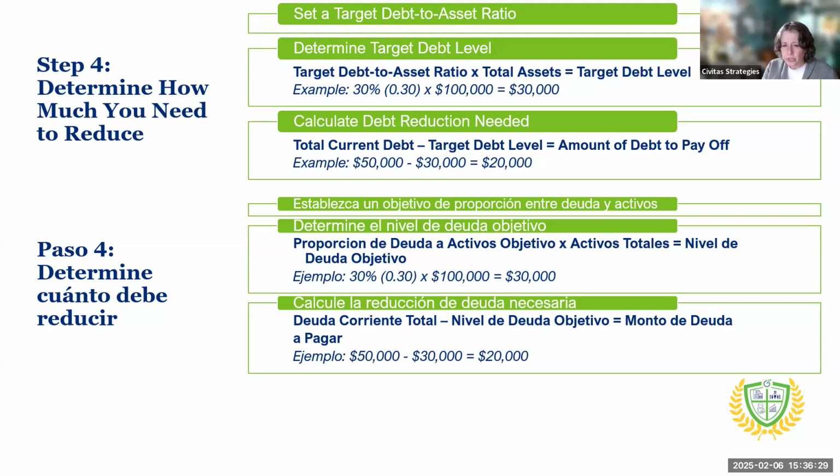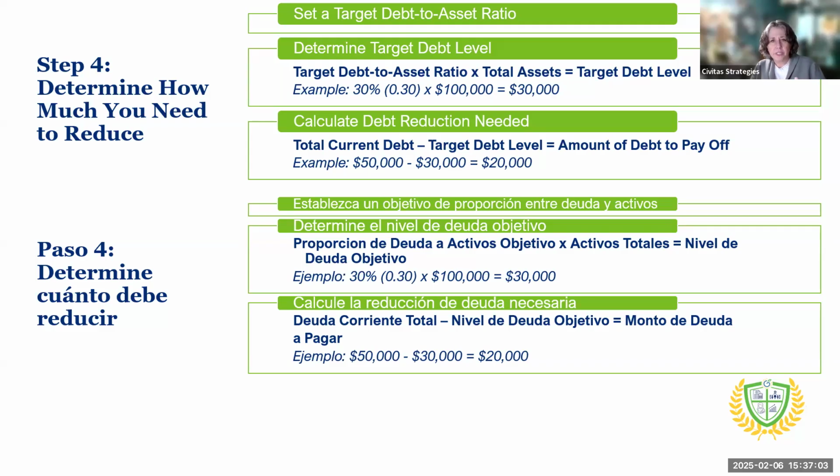Again, you take your total assets, and an example would be if those assets are $100,000 and I'm looking for a 30% debt to asset ratio. I take the 30%, 0.30, and if I was using a calculator, I multiply that by $100,000. Okay, $30,000. In order to get to that 30%, I need to pay back $30,000 there. So we have an idea of what it is that we need to repay.